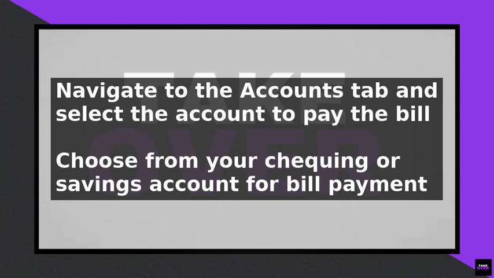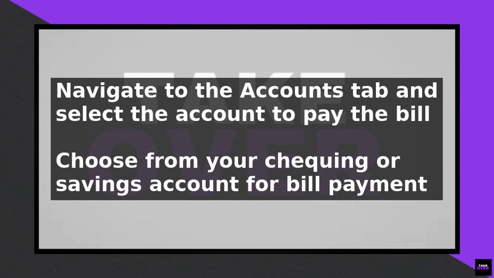Next, click on the Pay Bills option and select the bill you want to pay. You can add a new payee by clicking on the Add Payee option and entering the payee's name and account number. If you have already set up your payees, simply select the payee from the list and enter the payment amount. You can also choose the payment date and add a memo if needed.